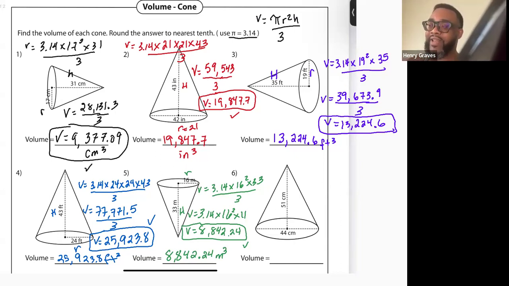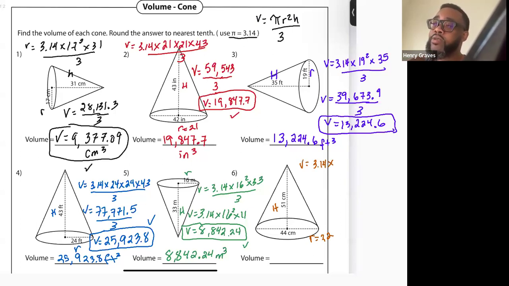Okay, here they give us my diameter of 44, but I only need half of that, so my radius is going to be 22 as a result. This is my height. Volume is equal to 3.14 times 22 times 22 times 51 divided by 3.